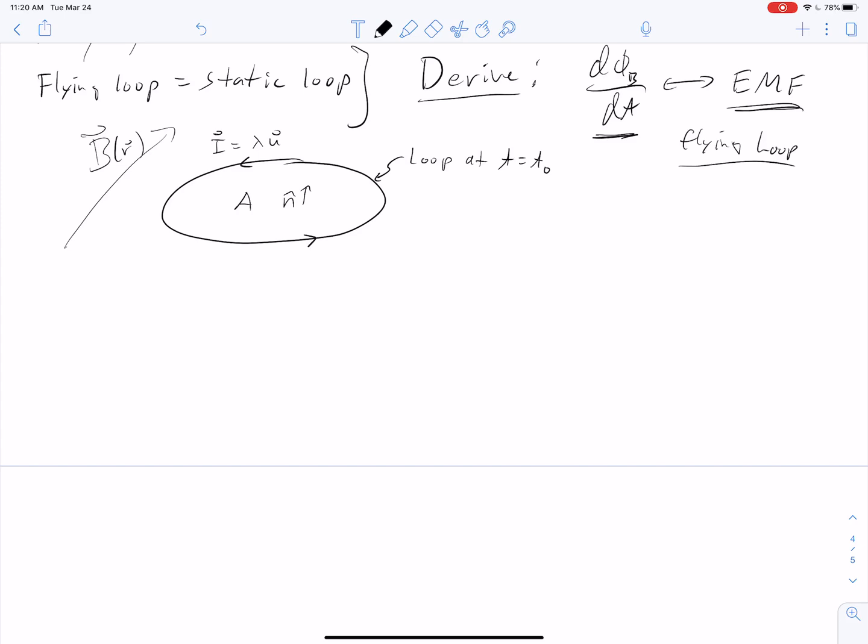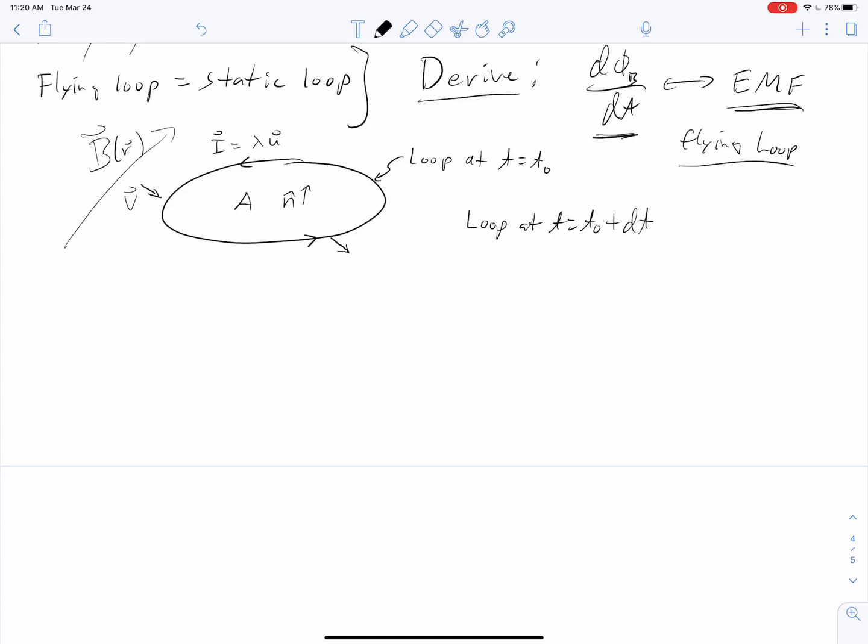Now I want to look at the loop a little itty bitty time later. Let's assume that this is my velocity right there. My loop is flying through the air with some velocity v. I didn't draw it so well. I tried to get them parallel. Then what happens at some little bit of time later, the loop at t equals t naught plus dt? That's what I want to know.